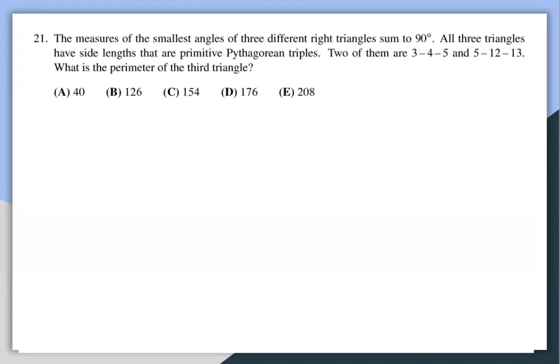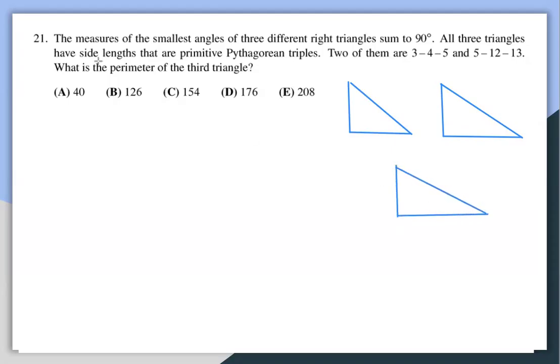I'm going to start with a visual. Let's say this is a 3, 4, 5. Then I have the second one. These are not to scale, but just to see it visually. Let's say this is a 3 and this is 4, so that needs to be 5. This is 5 and this is 12, so that needs to be 13. We do not know anything about the third yet.